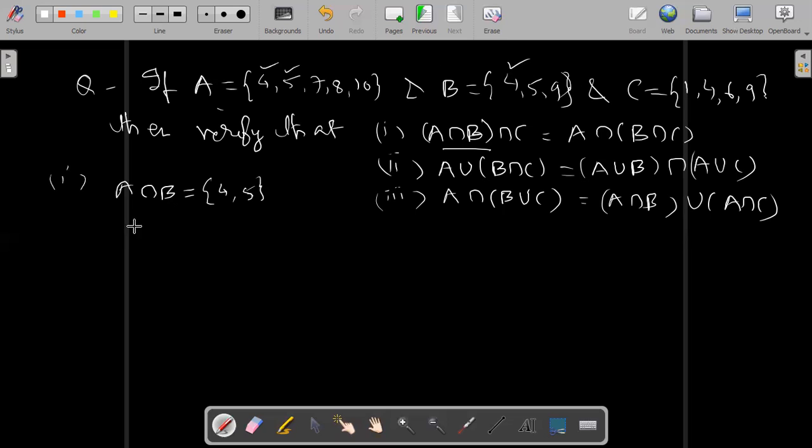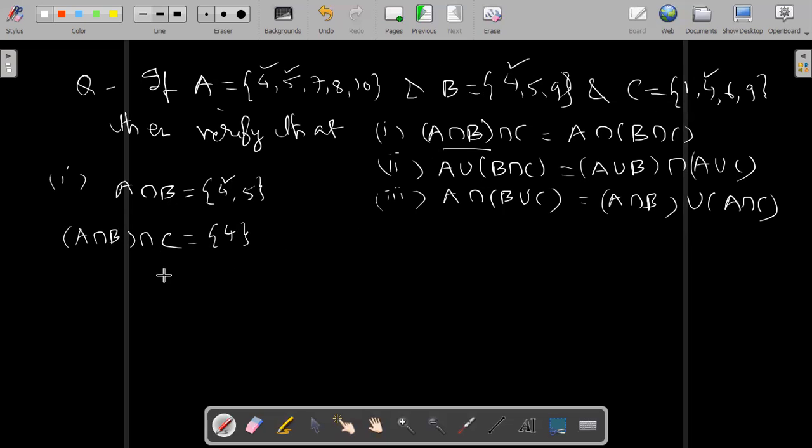How will you solve? First, you will find A intersection B. What is common between A and B? 4 is common. 5 is common. 7 is not there. 8 is not there. 10 is not there. Then you have to find the intersection of this A intersection B with C. C is this one. So 4 is there. We got 4. 5 is not there. Only 4. So this is our left hand side.